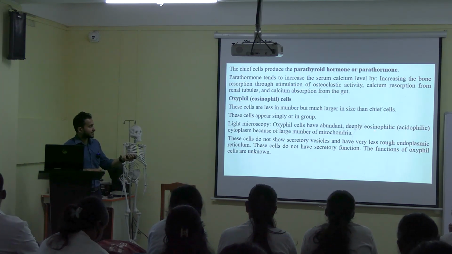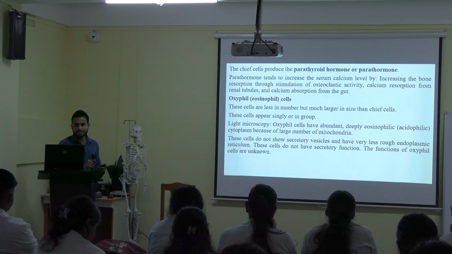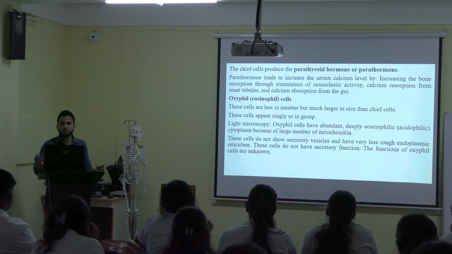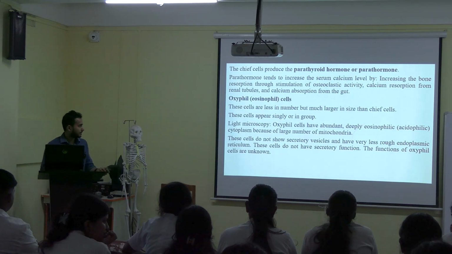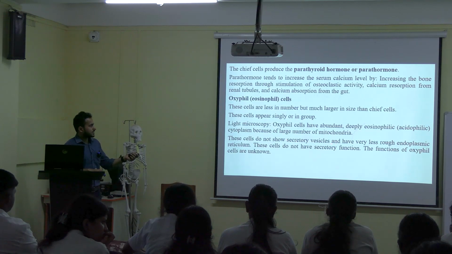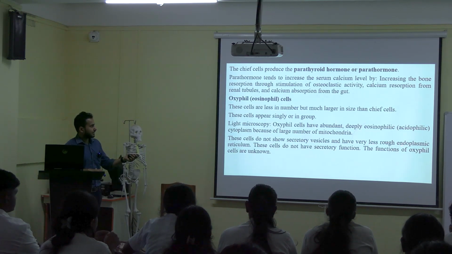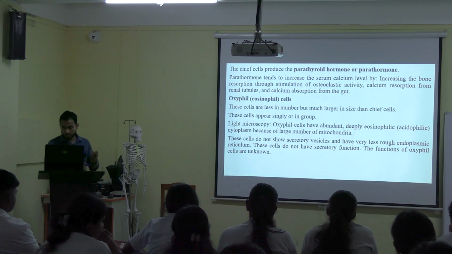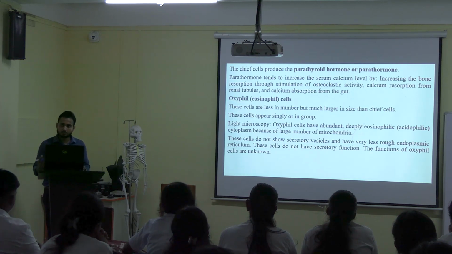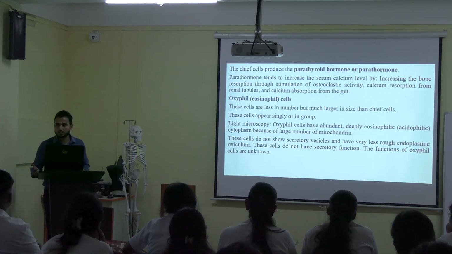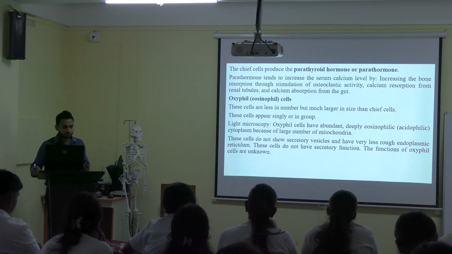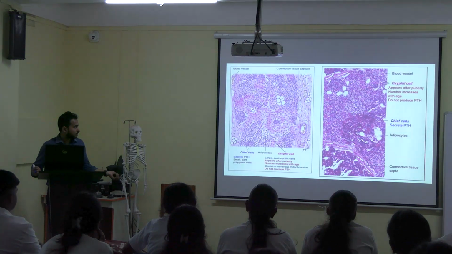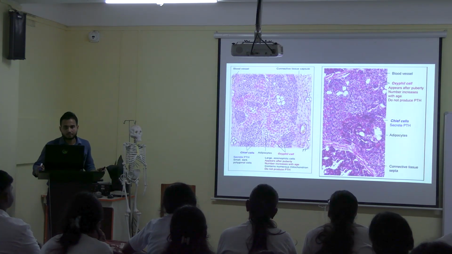The size of these cells is larger. Oxyphil cells are larger as compared to the principal cells or chief cells. Secretory vesicles are present, and there is very little rough ER. They don't have any secretory function, and the function of the oxyphil cells is still unknown. Secretory vesicles are there, but what is secreted from them? Till now, it is unknown. So this is the microscopic structure.